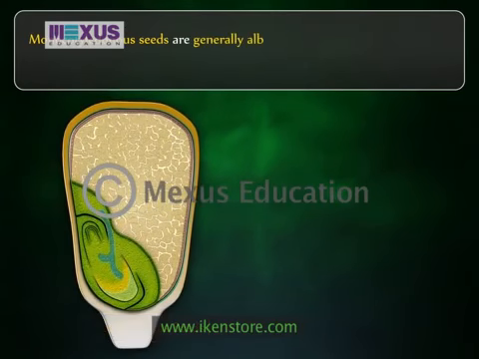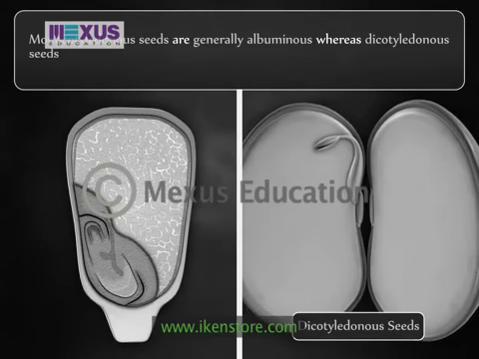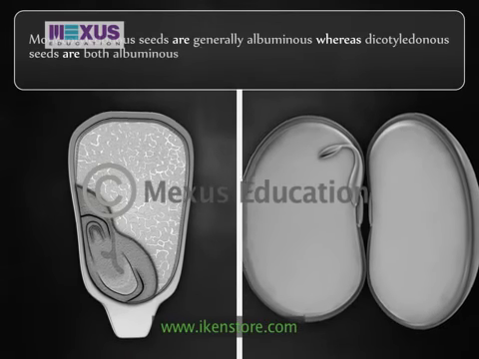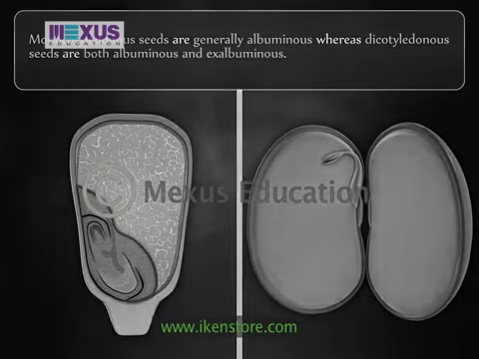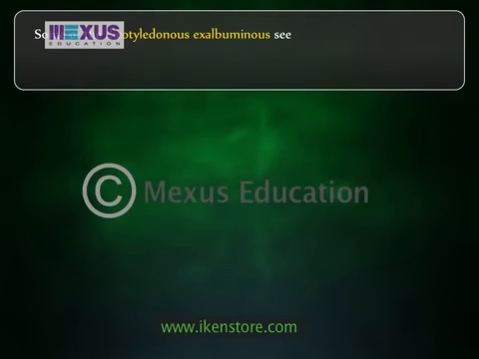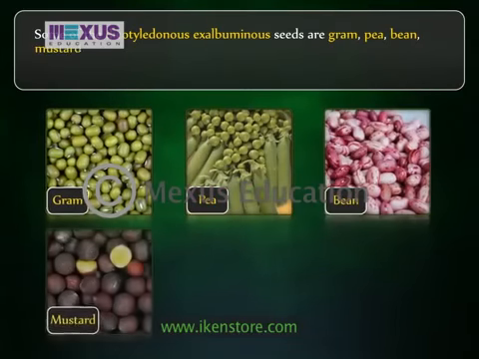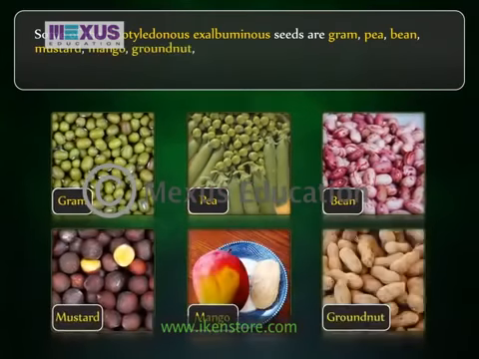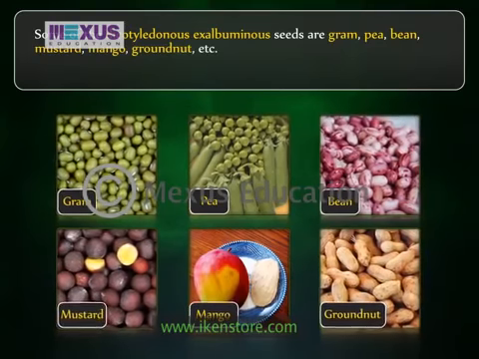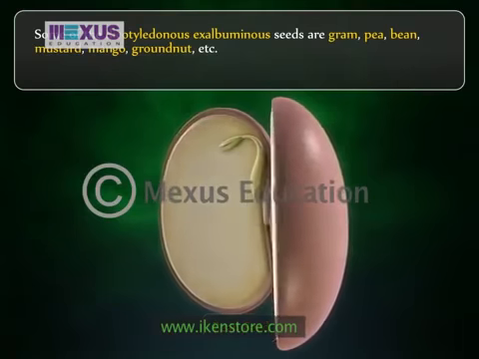Monocotyledonous seeds are generally albuminous in nature, whereas dicotyledonous seeds are both albuminous and exalbuminous. Some of the dicotyledonous exalbuminous seeds are gram, pea, bean, mustard, mango, groundnut, etc. Let us take the example of a bean seed.